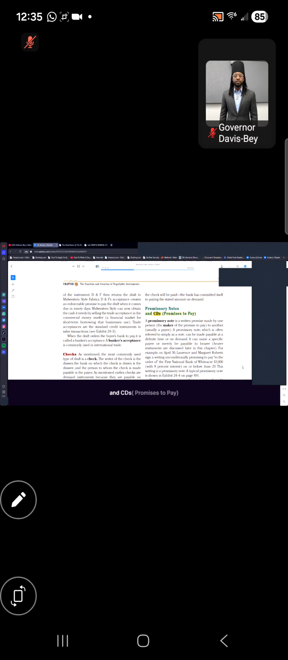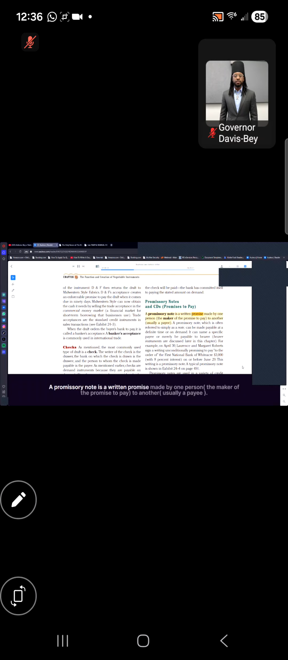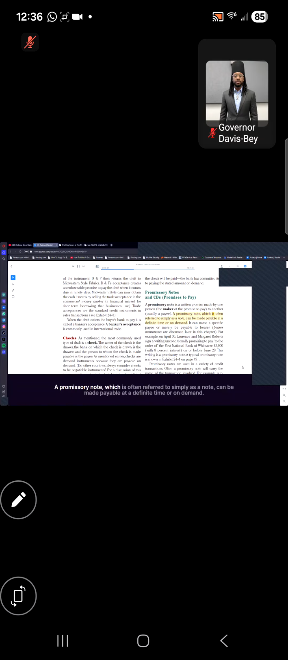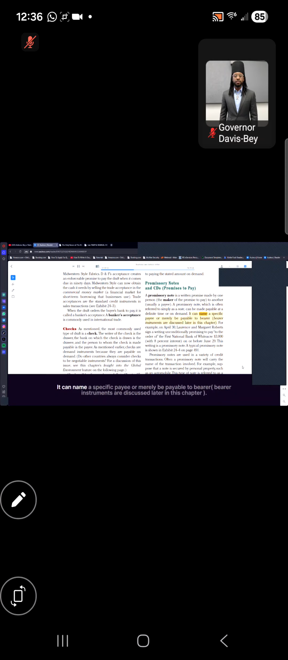Promissory notes. NCDs, promises to pay. A promissory note is a written promise made by one person, the maker of the promise to pay, to another, usually a payee. A promissory note, which is often referred to simply as a note, can be made payable at a definite time or on demand. It can name a specific payee or merely be payable to bearer. Bearer instruments are discussed later in this chapter.